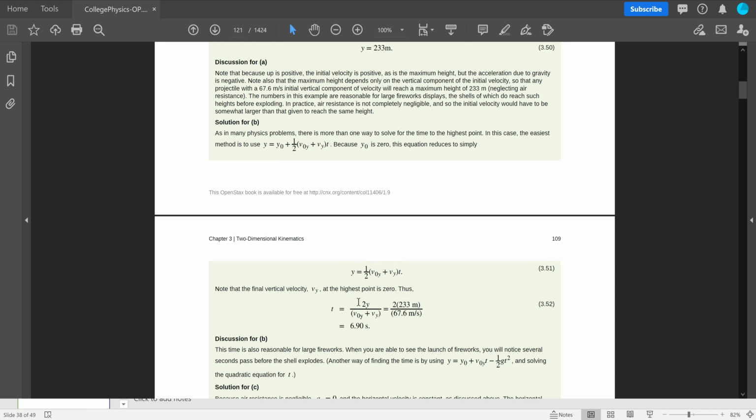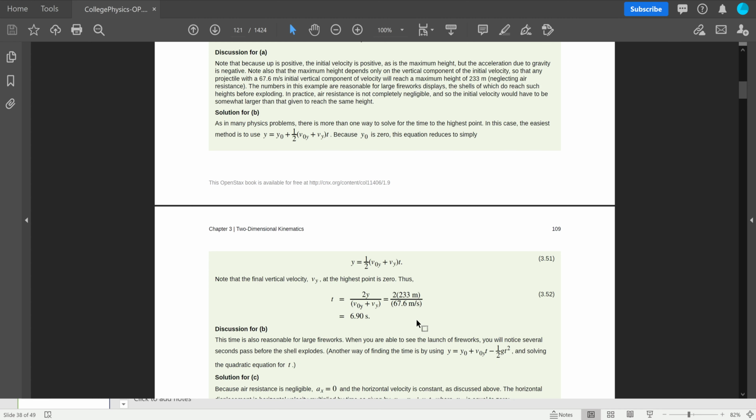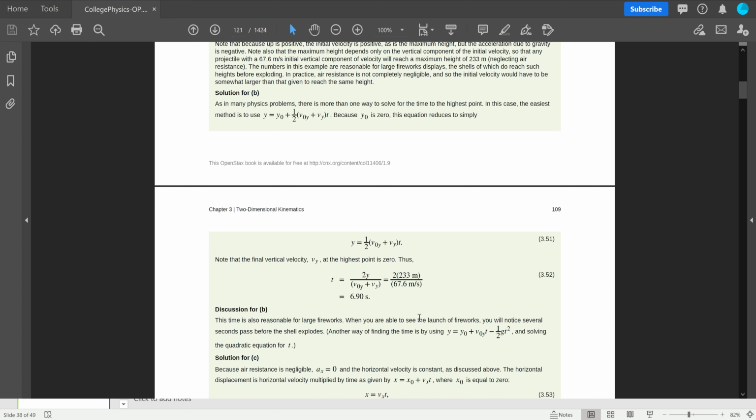So once we move everything over, you multiply by 2 to get rid of the 1/2, and then you divide by the v naught y plus vy. We know that our vy is 0, so that's gone. So we only have our vy component from our initial velocity. That's what this v naught is. So we have 2 times our height that we found, 233, divided by our 67.6, and that gives us 6.9 seconds. So between the time it launched to the time it reached the highest peak is 6.9 seconds.